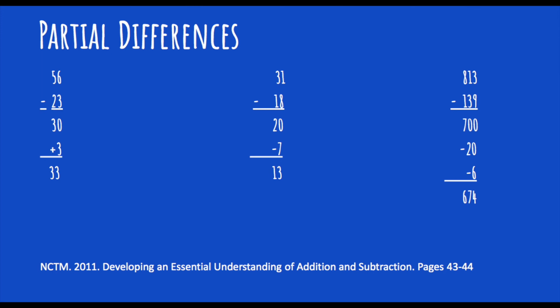When your greater number is not at the top, it gets a little more complicated. So that almost gets into the work of an understanding of integers, of negative numbers. So 31 minus 18, what they've done is they've done 30 minus 10, which is 20. And then they've looked at the 1. You've got 1, and then subtract 8. And that leaves you with a negative 7.